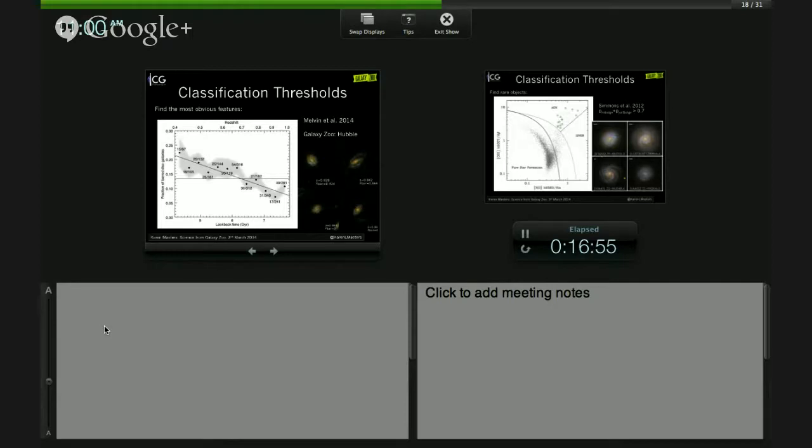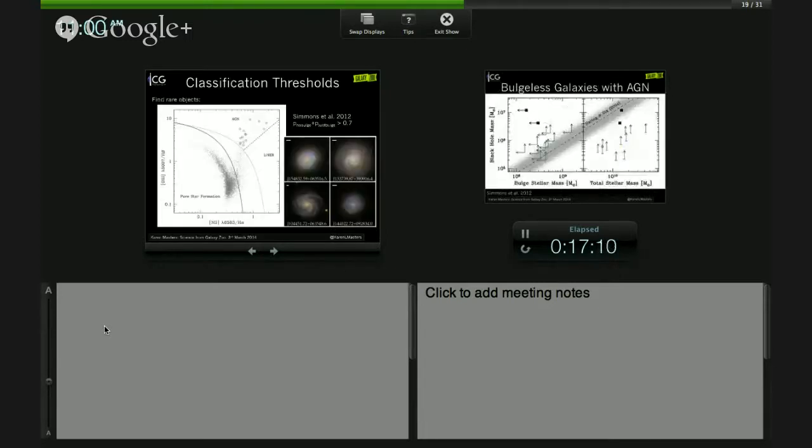You only form bars in very stable, well-established disks, and so this is just showing that the disk galaxies are becoming more stable and growing more mature over time, effectively.